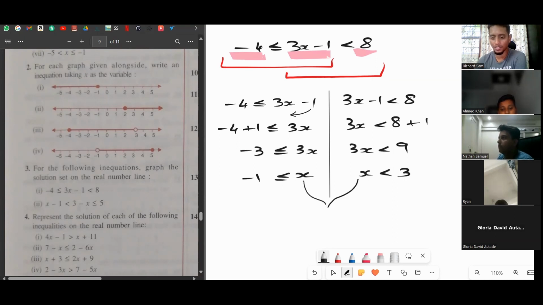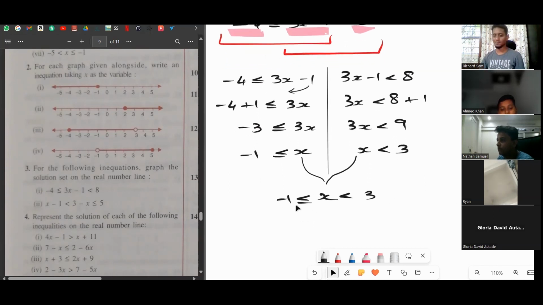These two x's, you take as common x in the middle. And on the left side of x, we have this minus 1 less than equal to. And on the right side of x, we have less than. We just joined those two together. So minus 1 less than equal to x less than 3.